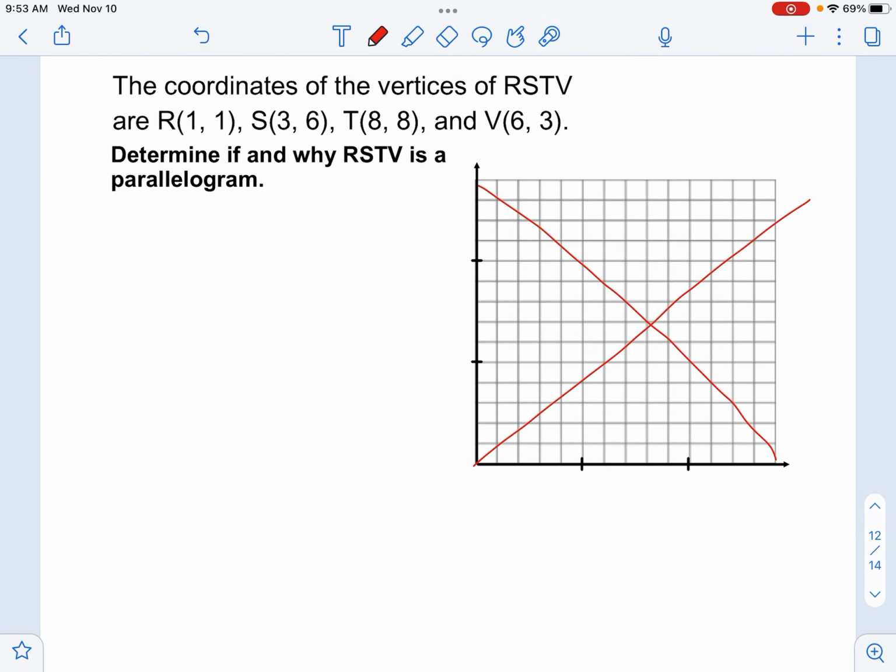So it says the coordinates of the vertices of RSTV are R is (1, 1), S is (3, 6), T is (8, 8), and V is (6, 3). Determine if and why RSTV is a parallelogram.